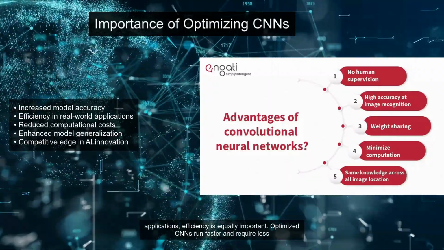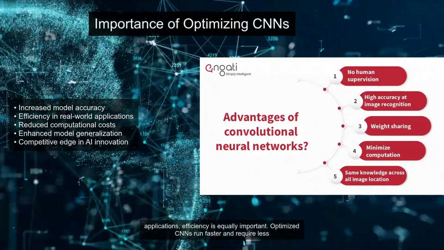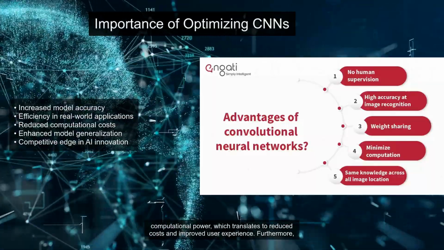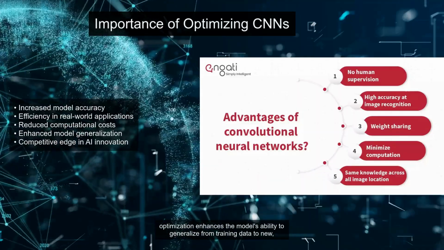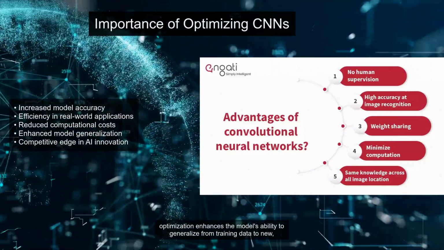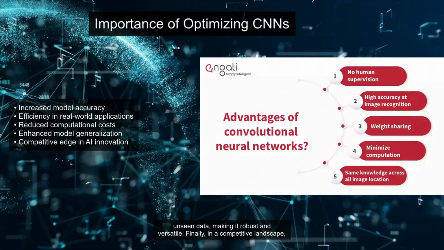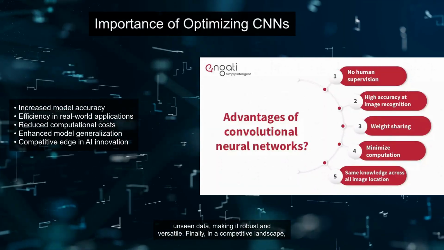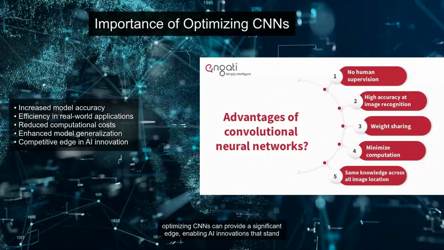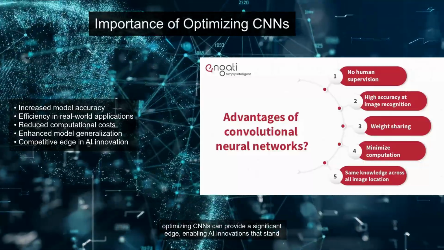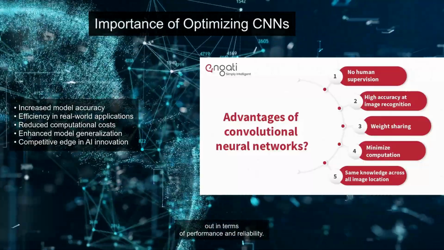In real-world applications, efficiency is equally important. Optimized CNNs run faster and require less computational power, which translates to reduced costs and improved user experience. Furthermore, optimization enhances the model's ability to generalize from training data to new, unseen data, making it robust and versatile. Finally, in a competitive landscape, optimizing CNNs can provide a significant edge, enabling AI innovations that stand out in terms of performance and reliability.